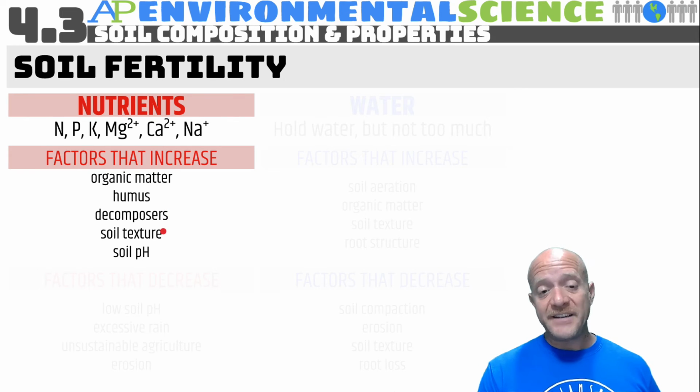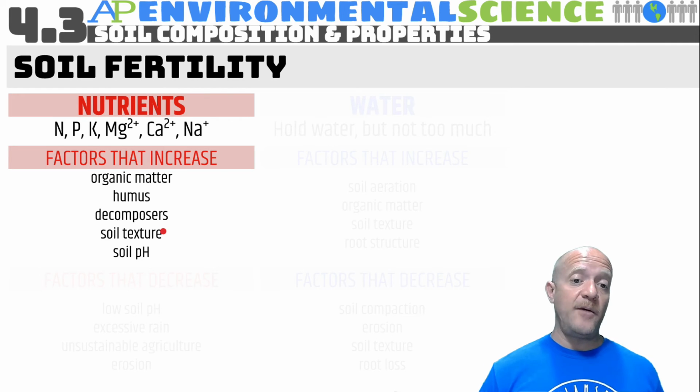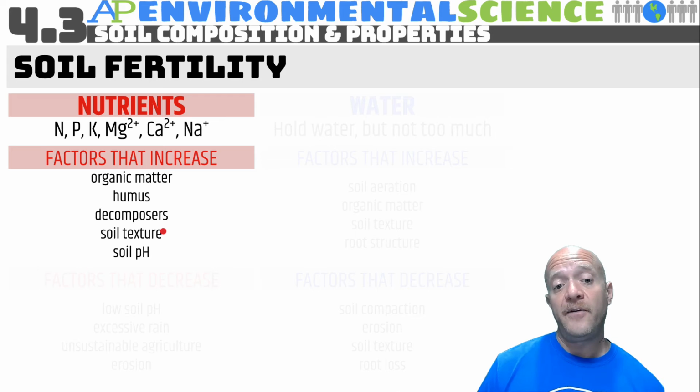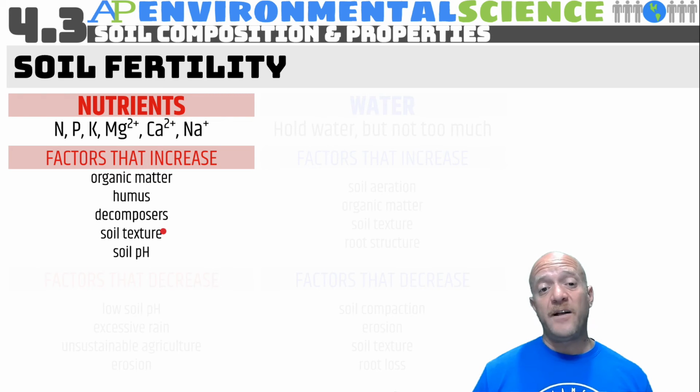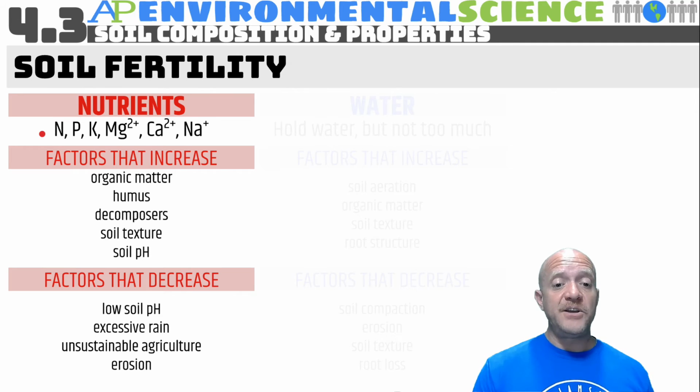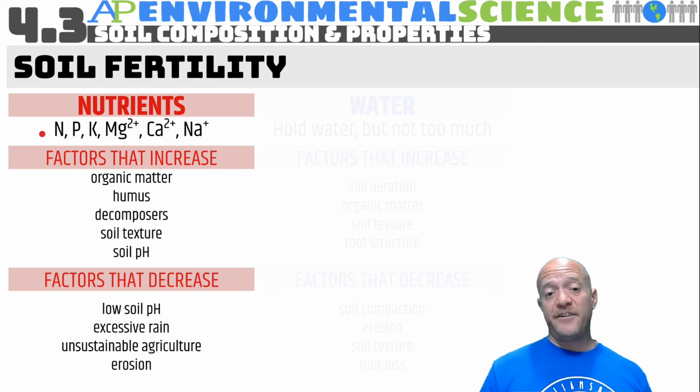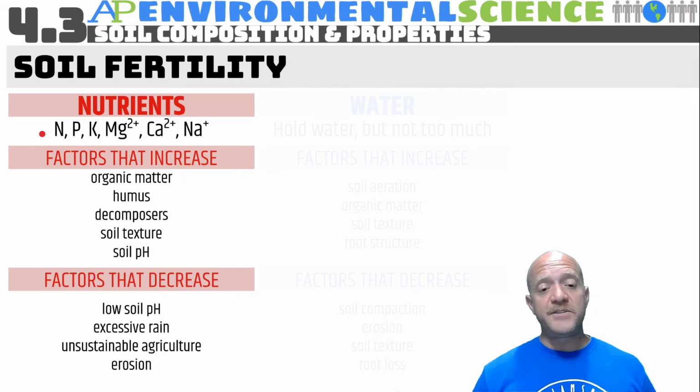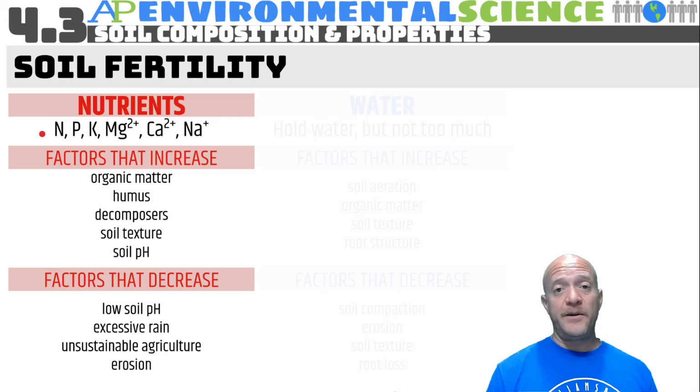Looking at the soil texture can determine how much clay is present and how many of these nutrients are available. And finally, the soil pH will also be determining how readily these nutrients are available. So some factors that are going to decrease the nutrient availability is a low soil pH or a very acidic soil.